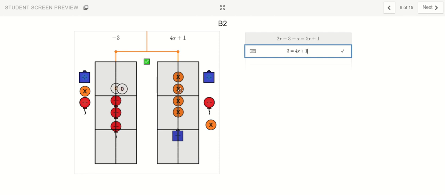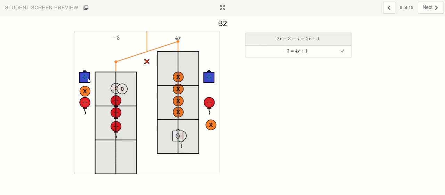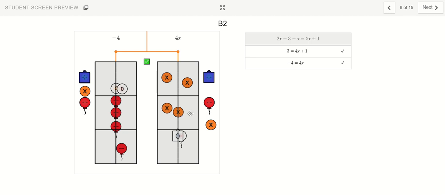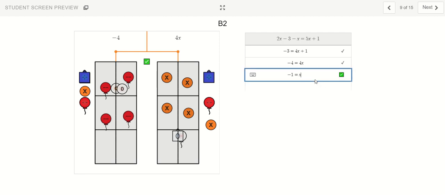Right, x is not quite by itself. I need to get rid of this positive. So I can do a negative on both sides. So now I'm at negative 4 equals 4x. And from here, if I have multiple x's, notice that I can divide them into 4 groups. If x is being multiplied, I can divide it into 4 groups. I can see that each of these x's are going to weigh 1 balloon. 1x equals negative 1. Okay, next one.